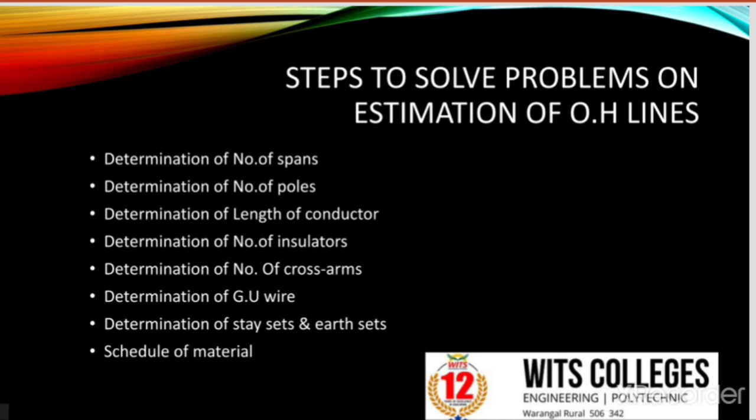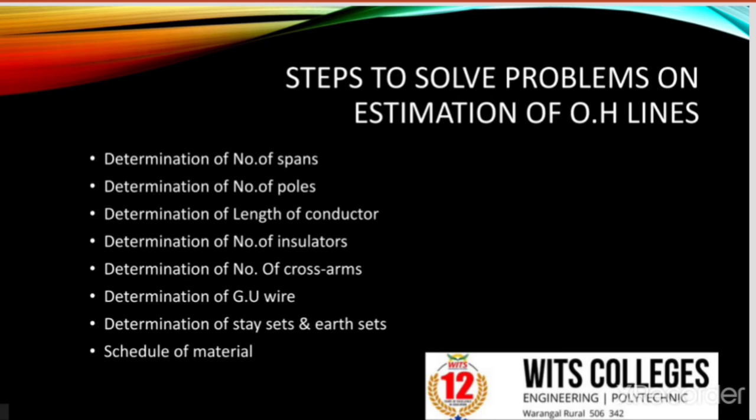Once the number of spans is determined, we can easily determine the number of poles required by the OH lines. From the formula, the number of poles equals the number of spans plus 1. As we know, there are two types of poles, straight poles as well as H-type poles. For straight poles we use the formula number of spans plus 1. The H-type poles are double pole structures, so they require 2 poles.